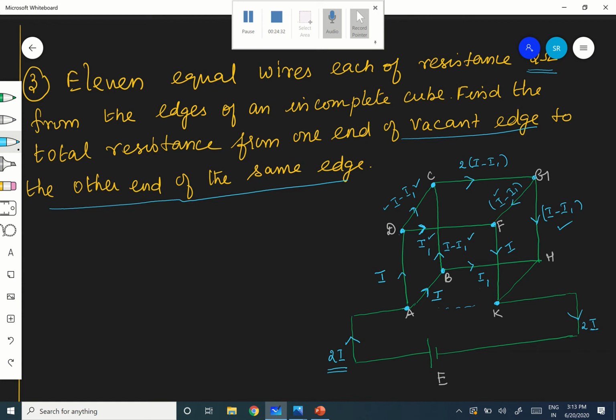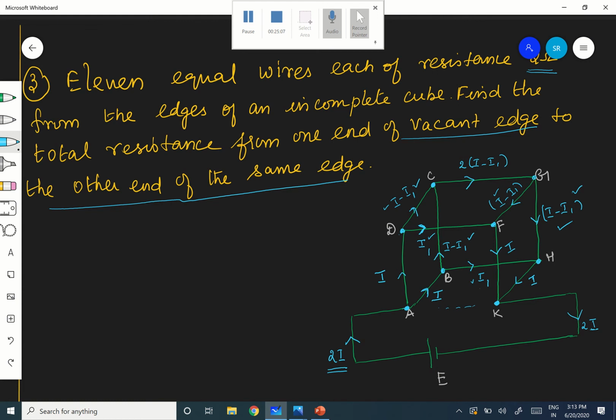You have to be very careful while calculating. That's it. Therefore, right now, here at H, I minus I1 goes out. Now what is entering? Entering is I minus I1 and also I1. I minus I1 plus I1 means only I should be there. Therefore, here this is I. Is it clear?